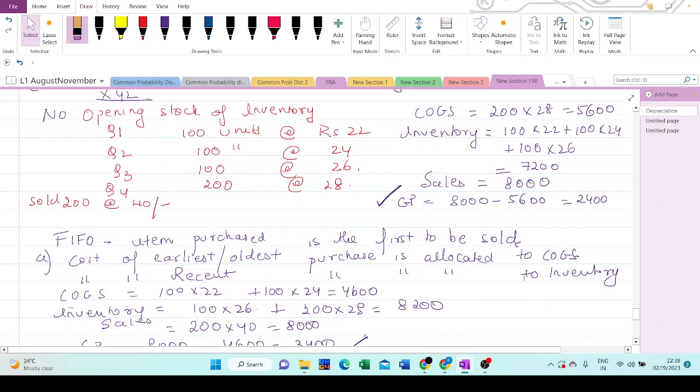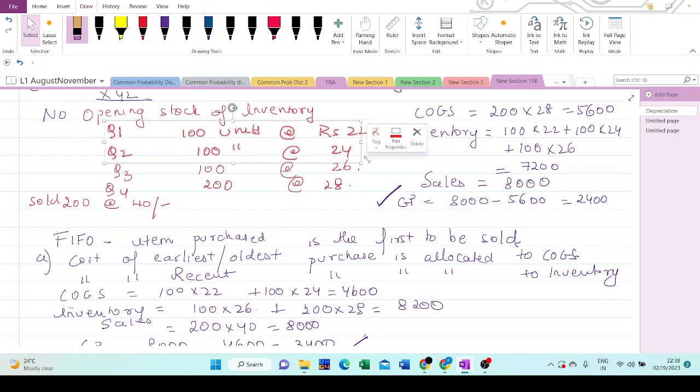So guys, while calculating COGS under LIFO, we were allocating a cost of 28 rupees to these 200 units. But while calculating COGS under FIFO, we were allocating a cost of 22 and 24, that is 23, to COGS. So naturally in LIFO we were allocating a higher cost to COGS, and since the cost allocated to COGS was high, COGS is high, gross profit is low.